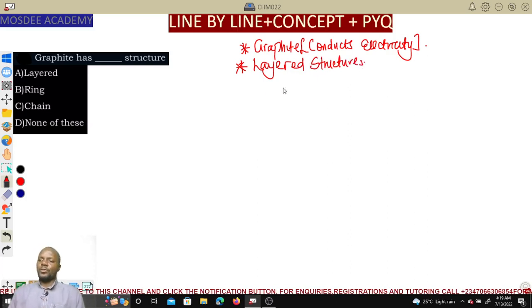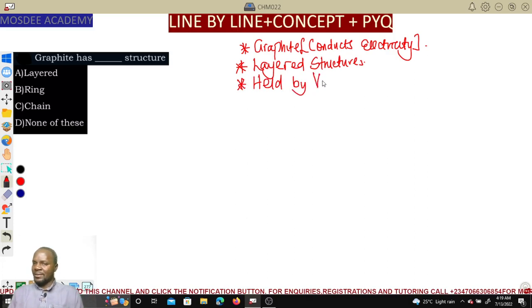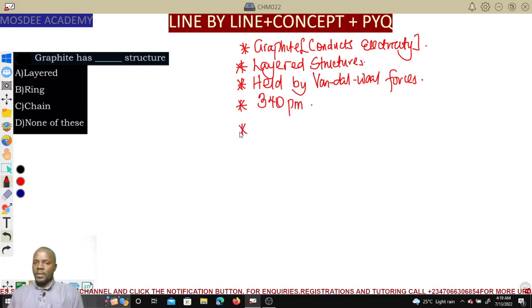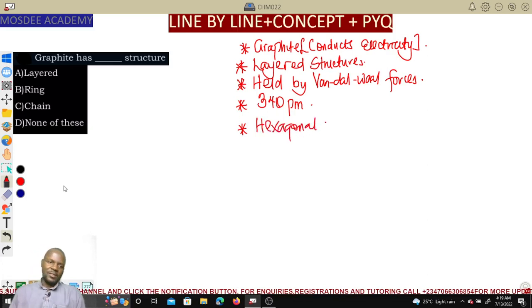One thing about graphite, if you don't know, is that the structures are layered. Because they are layered, they are held by Van der Waals force, the weakest force of attraction. The distance between the layers is said to be about 340 picometer. The shape is said to be hexagonal, as in junior classes. This is the way they look.